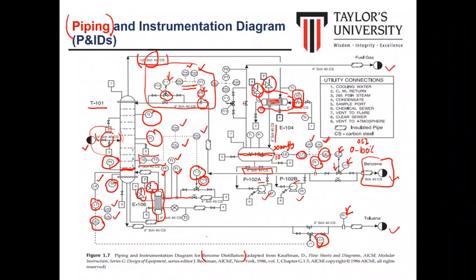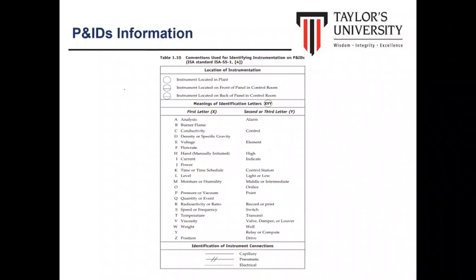So you can see here the instrumentation and the mechanism of the process is detailed. Normally it will also help the instrumentation engineer to design the control system based on this diagram. These are the detailed information based on the ISA. ISA is the Instrumentation Standard Association, so all the symbols should refer to the ISA.